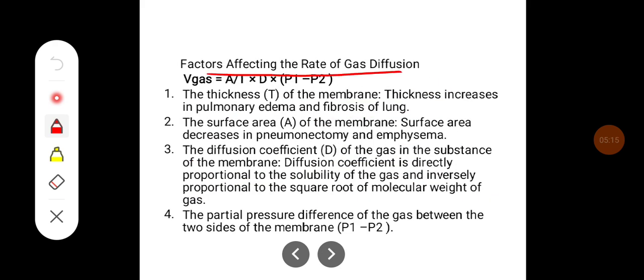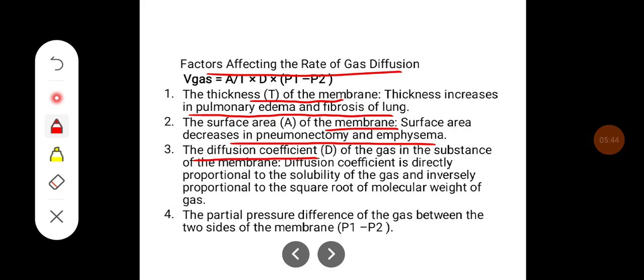The factors which affect the rate of diffusion are given by V = (A / T) × D × (P1 − P2), where T is the thickness of the membrane. The thickness increases in pulmonary edema and fibrosis of the lungs. A is the surface area of the membrane. The surface area decreases in pneumonectomy and in emphysema.